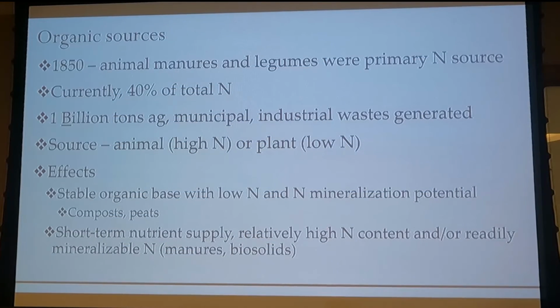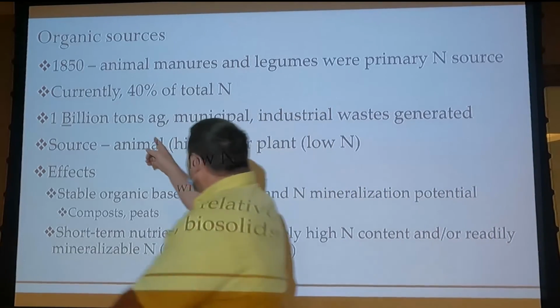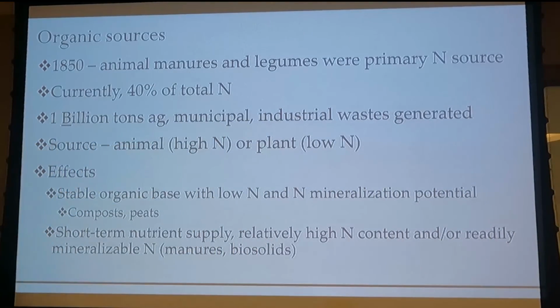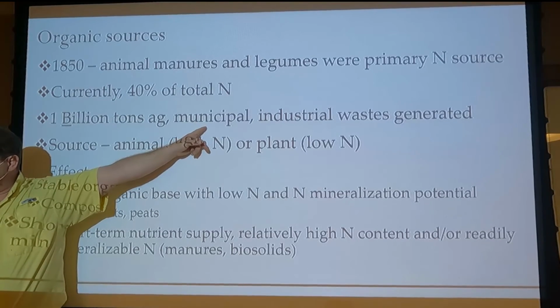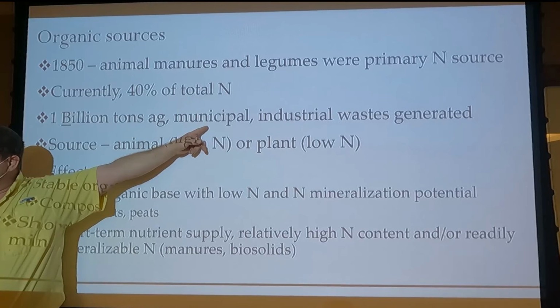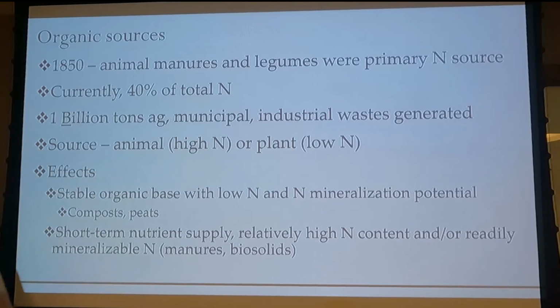And then finally, we're going to end here with organic sources. This is going to be like poultry litter or whatnot. Cow manure. There are 1 billion tons of waste generated. We are actually even using human waste as a fertilizer source.